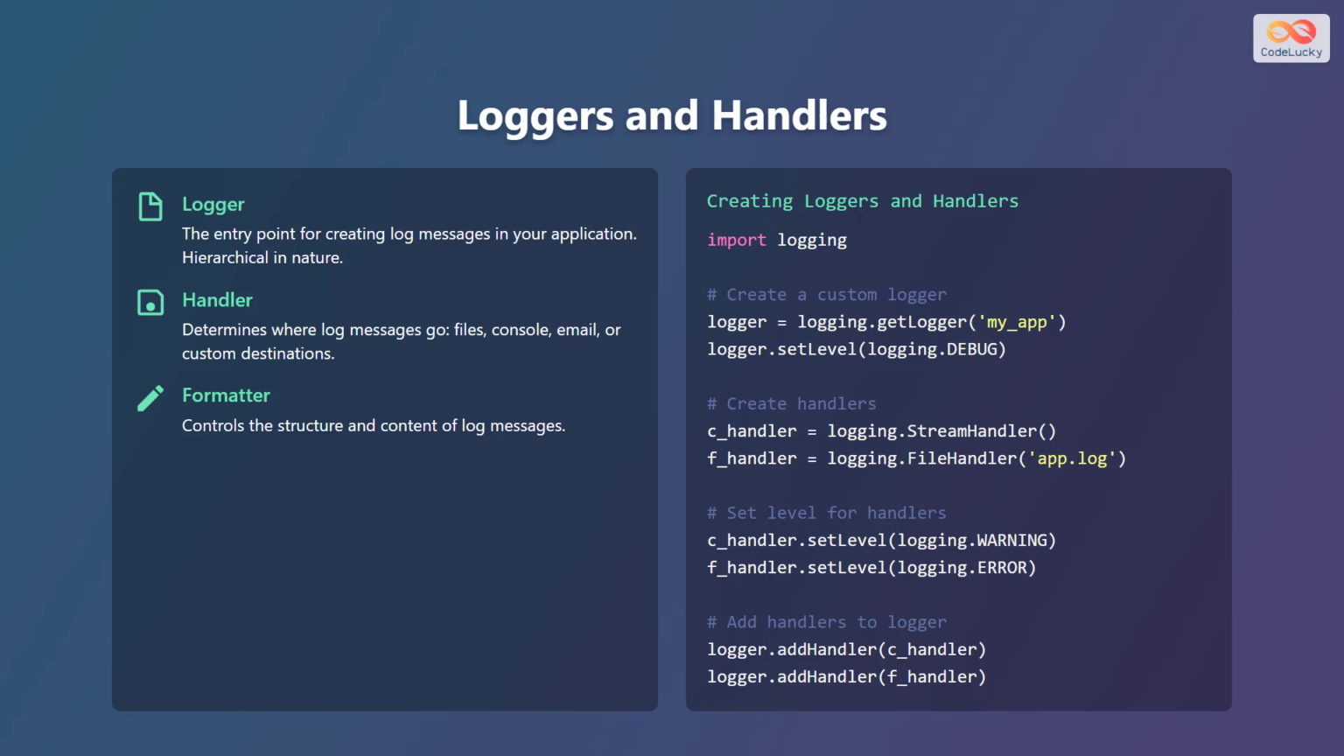Here is an example of how to create loggers and handlers in code. First, create a custom logger using getLogger and set its level to debug. Create handlers such as StreamHandler for console output and FileHandler for file output. Set the level for each handler, for example, console handler to warning and file handler to error. Finally, add these handlers to the logger.